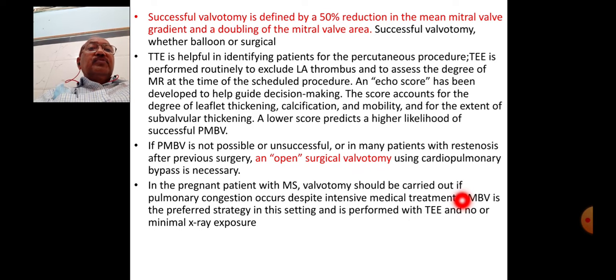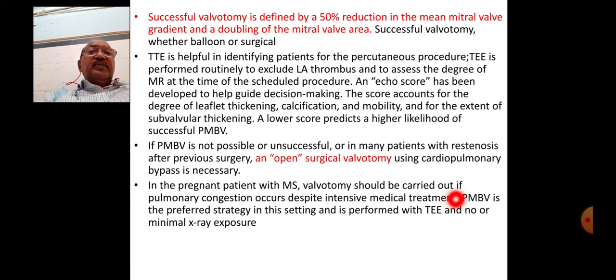And at the time of scheduled procedure, an echo score has been developed to help guide decision making. The score accounts for the degree of leaflet thickening, calcification, and mobility, and for the extent of subvalvular thickening. A lower score predicts a higher likelihood of successful balloon valvotomy.